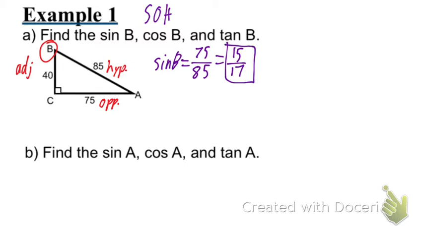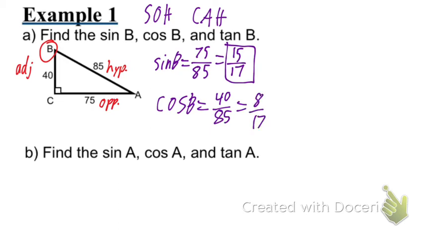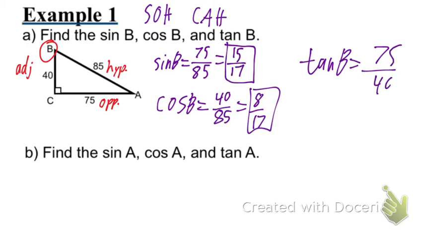I want you guys to try and find cosine of angle B and tangent of angle B. Raise your hand when you have it or have questions. So for cosine of angle B, it's going to be blank over blank. Adjacent over hypotenuse, which is 40 over 85. 5 goes into both of those to become 8 over 17. And then tangent of angle B: 75 over 40. That should be our 15 over 8, opposite over adjacent, which becomes 15 over 8.